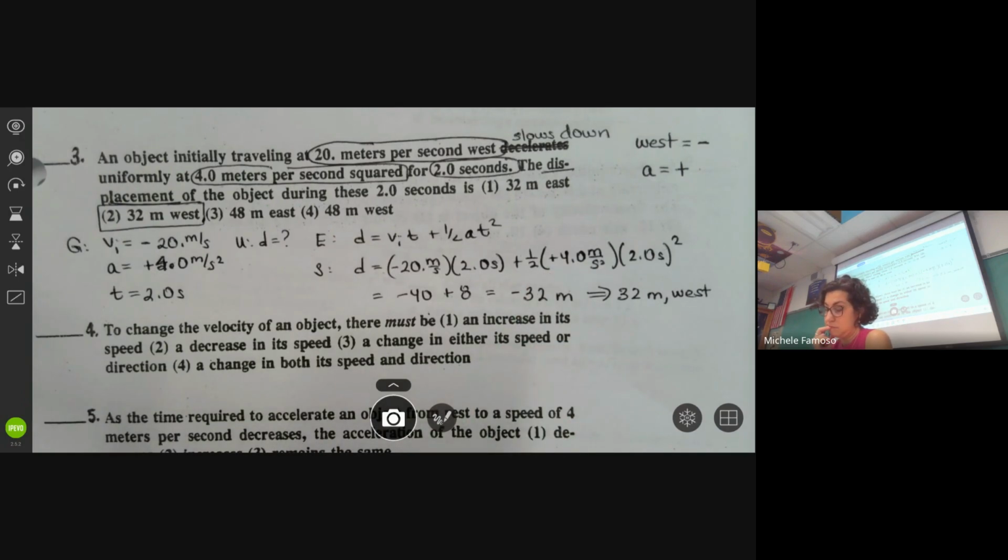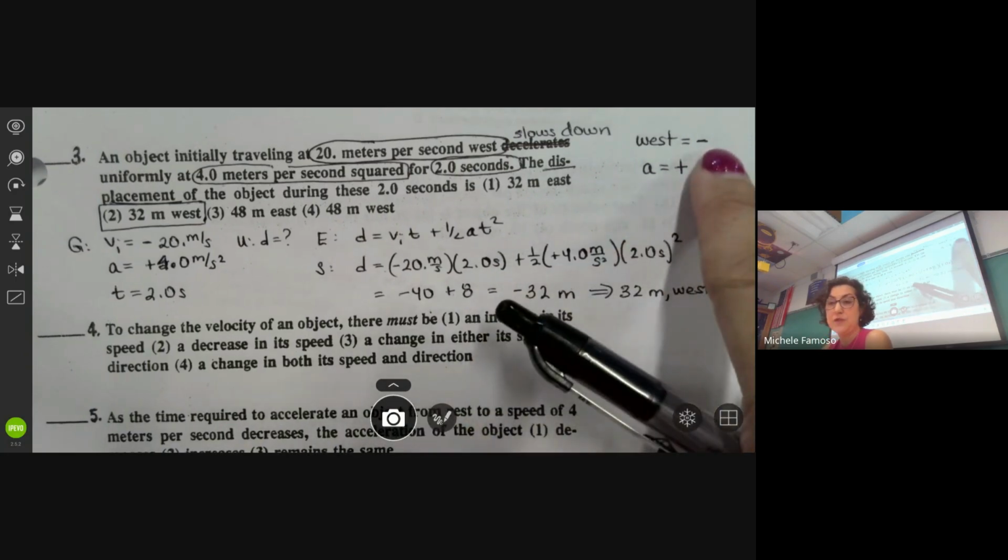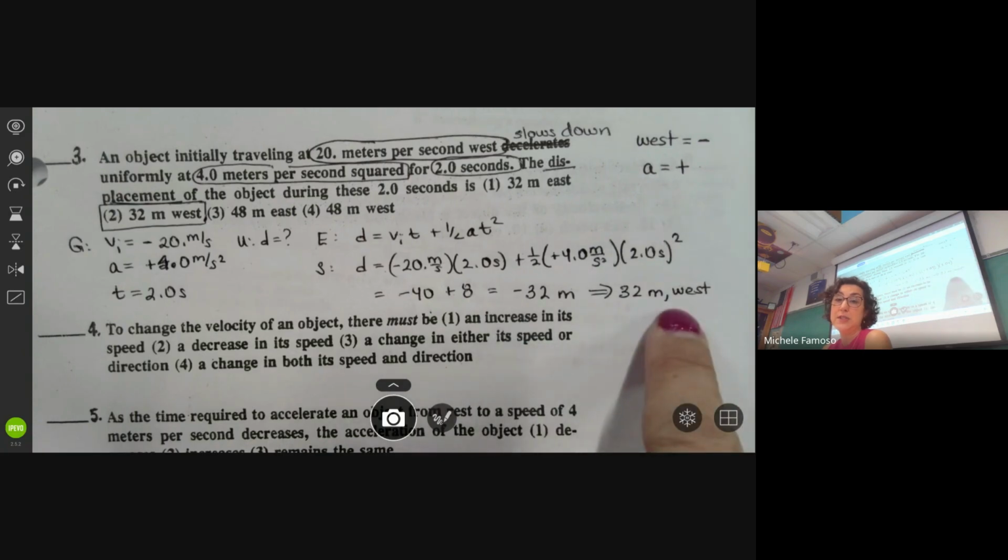What if I use positive 20 and then I did negative 4? That's fine, but then you're going to get a positive answer. You defined west as positive, so you would still get west.